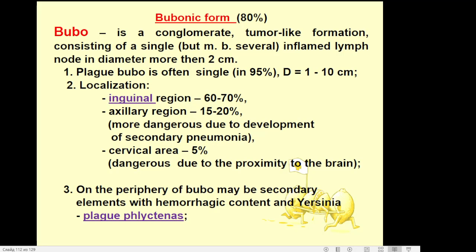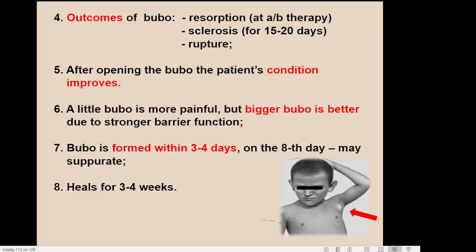Bubonic form, the more frequent form: formation of a tumor-like conglomerate, which consists of several lymph nodes. A single lymph node is not typical, mostly several lymph nodes will be in one conglomerate. Size more than 2 centimeters. Location usually inguinal, more rarely axillary and cervical. Outcomes: rupture, sclerosis, resorption with antibiotic therapy only.